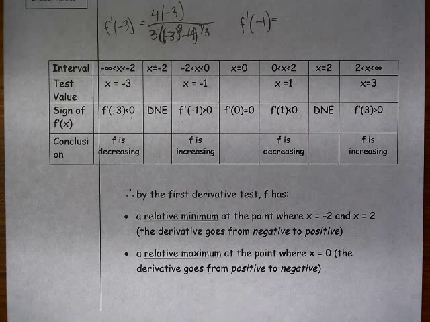And so keep in mind, a relative minimum happens when f prime changes from negative to positive. A relative maximum happens when f prime changes from positive to negative. And those are the definitions of relative extrema.